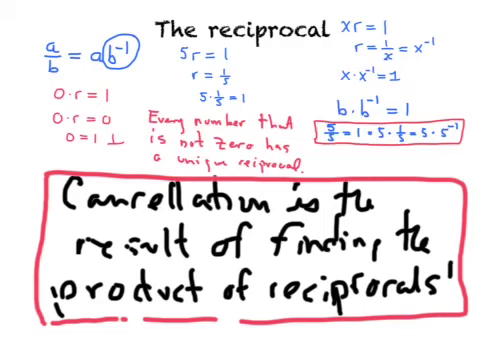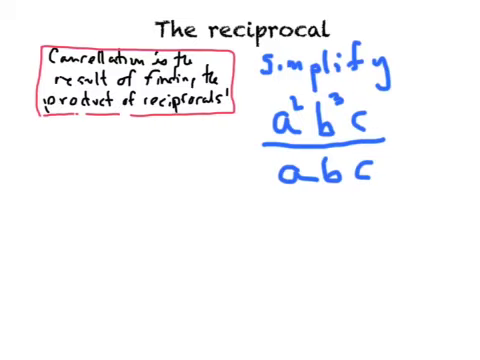This is super important. So anytime that you have a product, and product means multiplication of things. Let's clear the decks here and do an important example that I've seen students do over and over and over again. Okay, so let's consider the following problem. Let's simplify a squared b cubed c divided by abc.